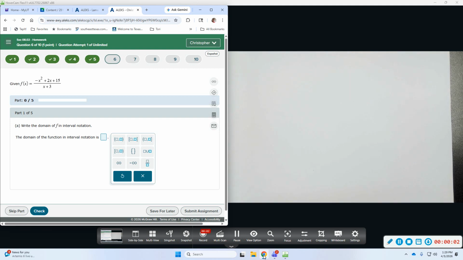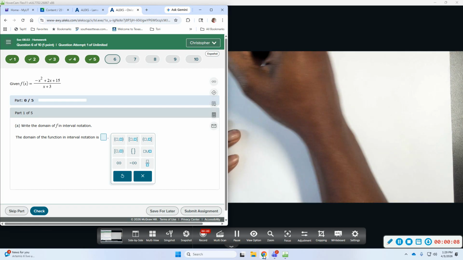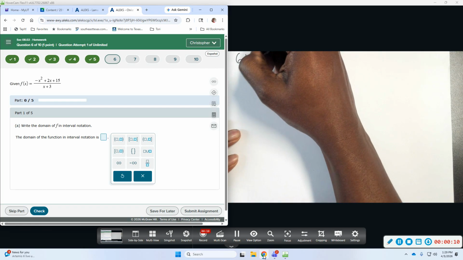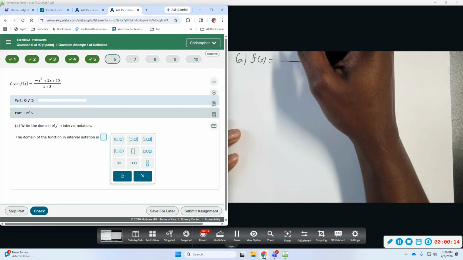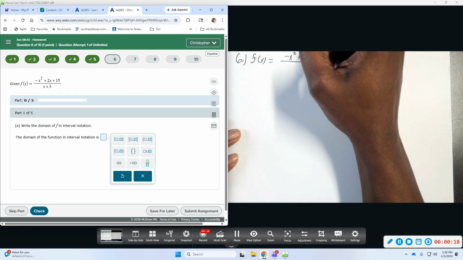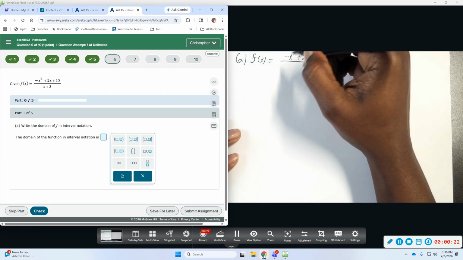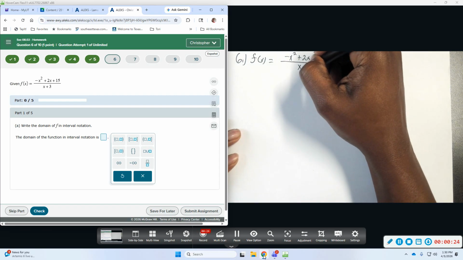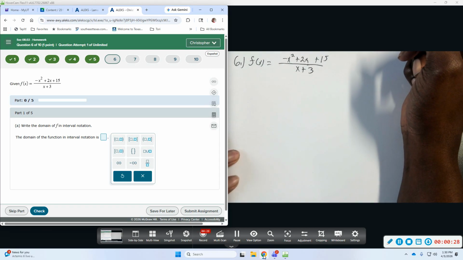All right, number 6. We are given f of x is equal to negative x squared plus 2x plus 15, all divided by x plus 3. And we have 5 parts. First, we want to find the domain and write it in interval notation.